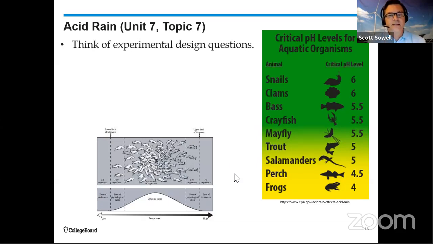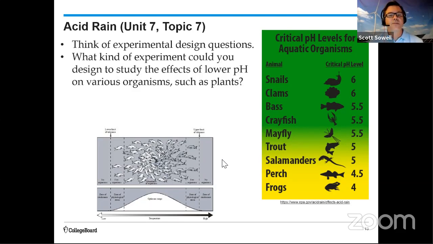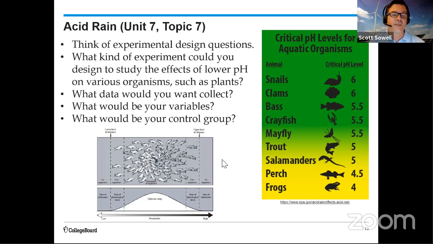Because pH is so easily measured, I mean, we've all done experiments in which we've measured pH. Think of an experimental design that you could do. Perhaps what kind of experiment could you do to study the effects of lower pH on things like plants? What kind of data would you collect? What would be your variables? What might be your control group?